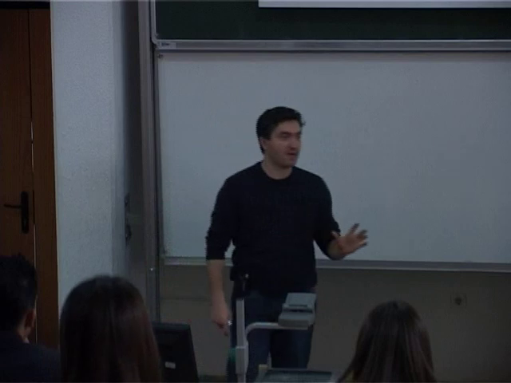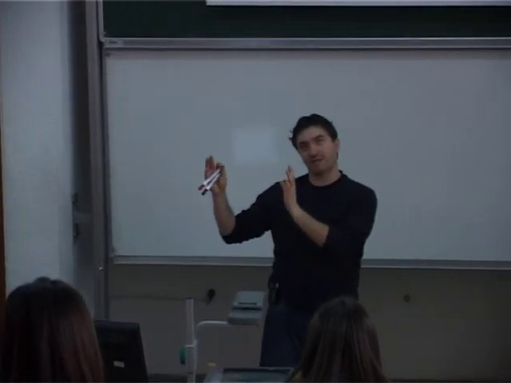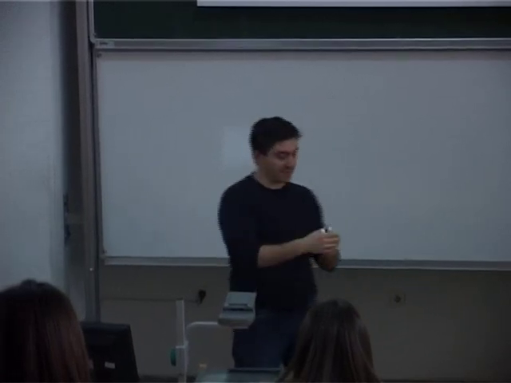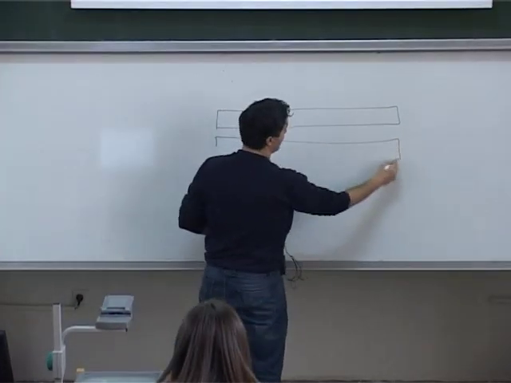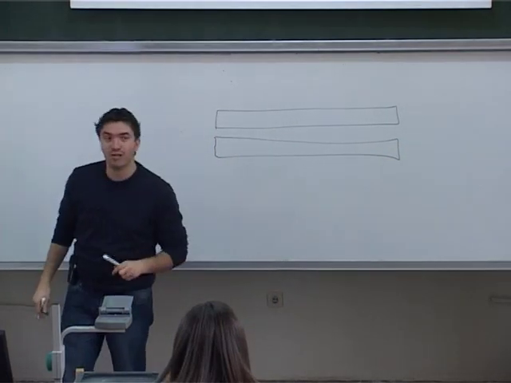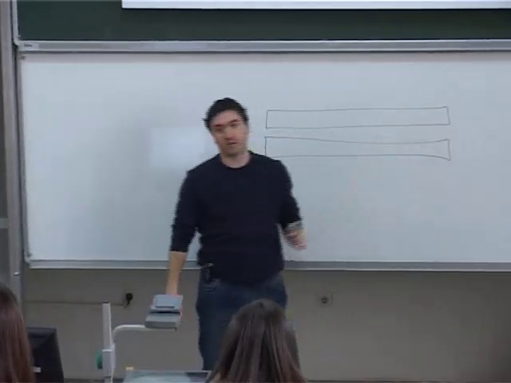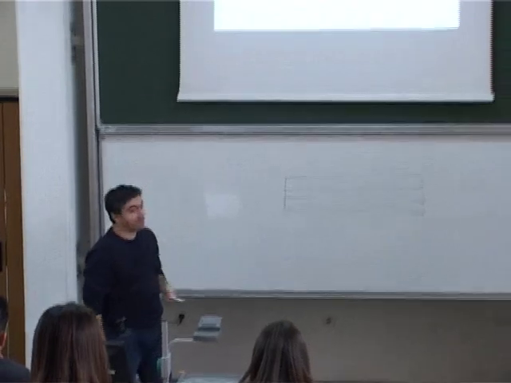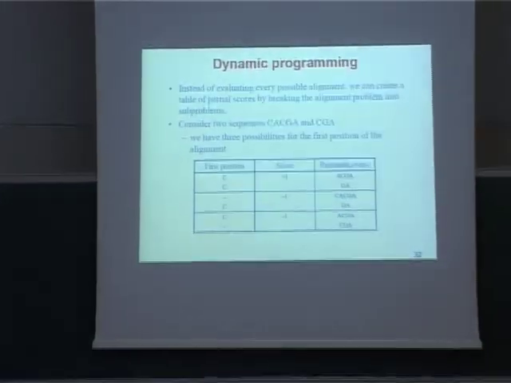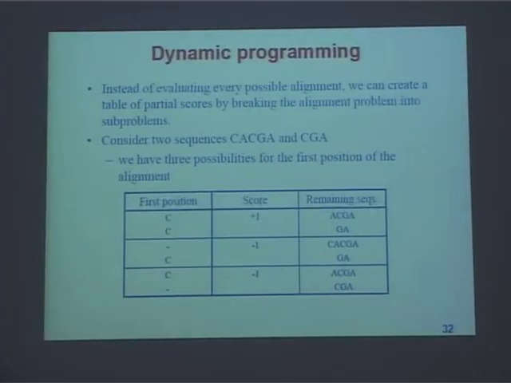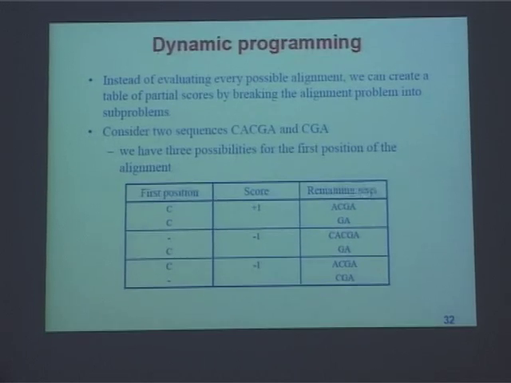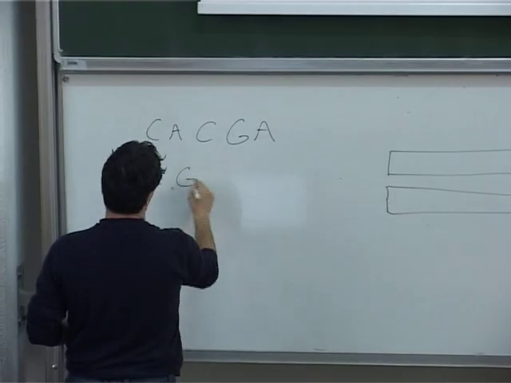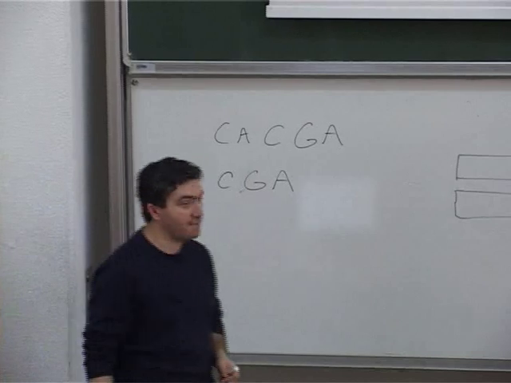We can do the same thing using the end of the sequence. If somebody gives you, again, two sequences, the analysis we have done right here, we can do the exact same thing for the end of the sequences. This asks for the first position of the alignment. We have three choices, and similarly, we have three choices for the end of the alignment. Let's try to do the same thing for the same sequences, CACGA and CGA. For the end of the sequences, we have, again, three options.